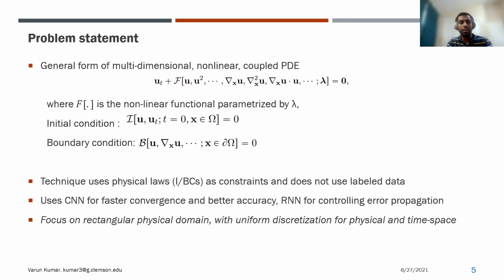One of the key aspects of this work is that it is focused on a rectangular physical domain with uniform discretization of physical and time space. This is something that the authors have highlighted, that this method only works with uniform discretization. They have some suggestions as to how to improve it, but they do not actually show examples of it in this work. So this method focuses only on uniform discretization of space and time.